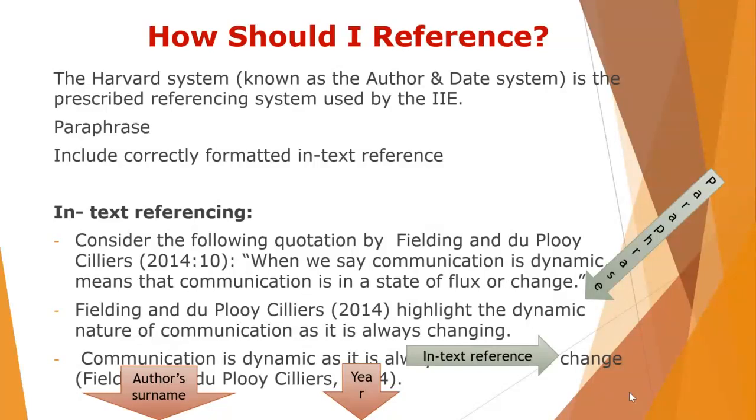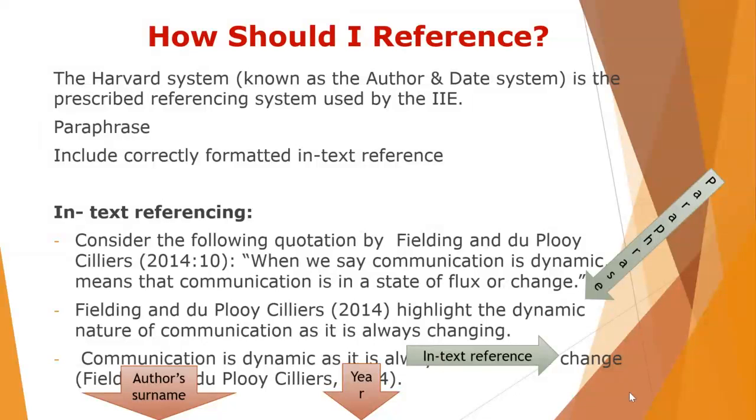I have a quotation here from a prescribed text by Fielding and Du Plooy-Cilliers. The year of publication is 2014. The page number is 10. When we say communication is dynamic, it means that communication is in a state of flux or change. Now, that is what Fielding and Du Plooy-Cilliers have included in their textbook about explaining what communication is. Now, I want to use that idea in, let's say, my assignment. So here's what I will need to do.